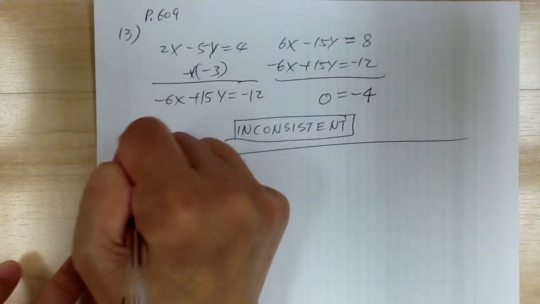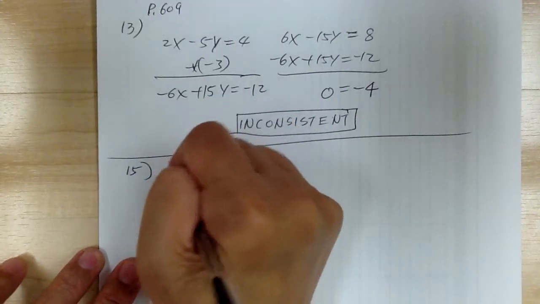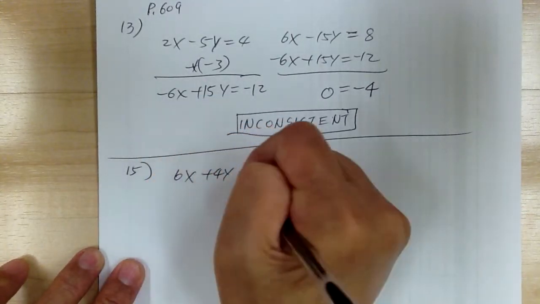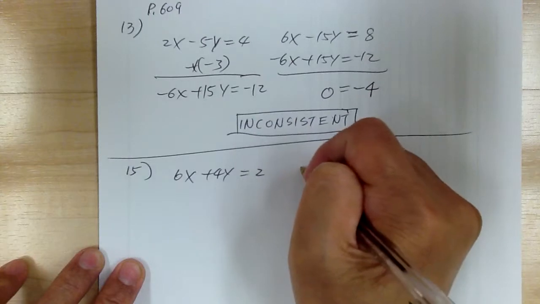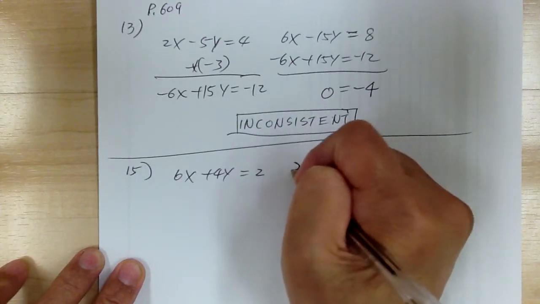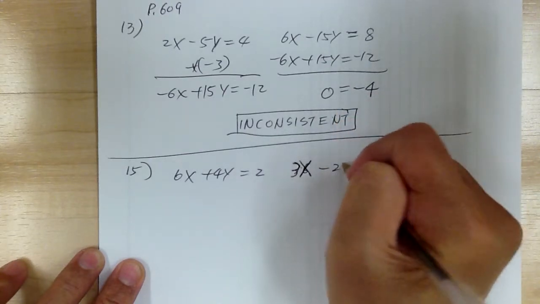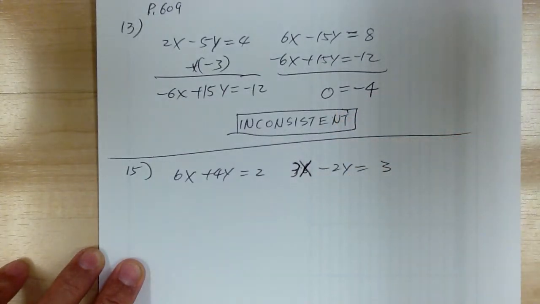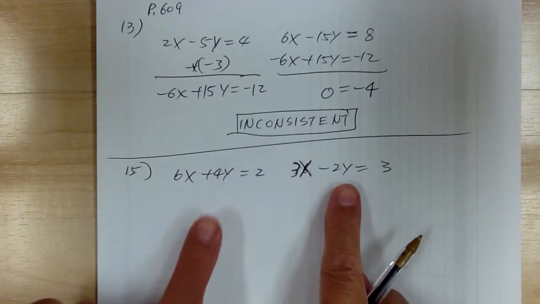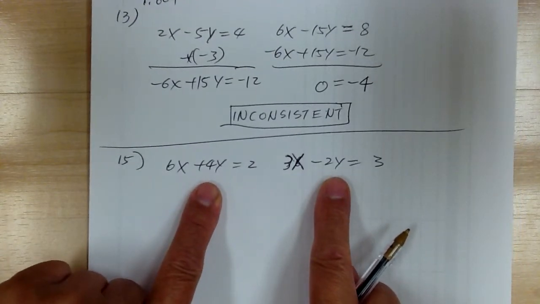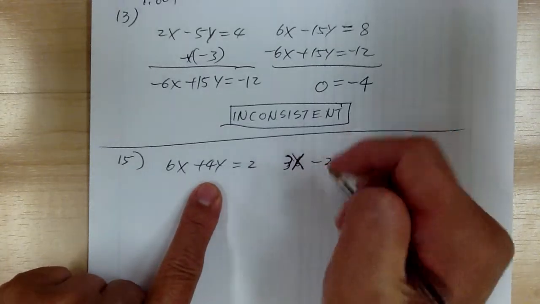And let's go to number 15. 6x plus 4y equal to 2. And I have 3x minus 2y equal to 3. In this case, I'm going to make the y opposite. Okay, it looks like it has lower numbers, a little bit easier to work with. So I'm going to make the y opposite. So times it by 2.